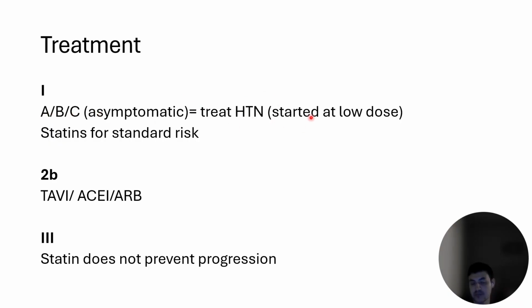When are you going to treat? A class 1 recommendation for stage A, B, C, meaning asymptomatic: treat hypertension, starting at a lower dose. Always treat hypertension. Remember, don't lower the afterload too much. Statins for standard risk. For example, if the patient has some coronary disease, use statins, but the statins don't prevent progression. Two recommendations also are ACE inhibitors, ARB, and all of that.